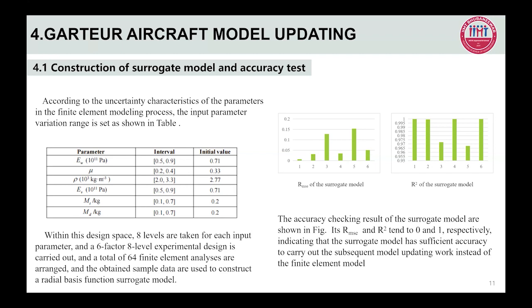The accuracy checking results of the surrogate model are shown in the picture. The RMSE and R2 tend to 0 and 1, indicating that the surrogate model has sufficient accuracy to carry out the subsequent model updating work instead of the finite element model.